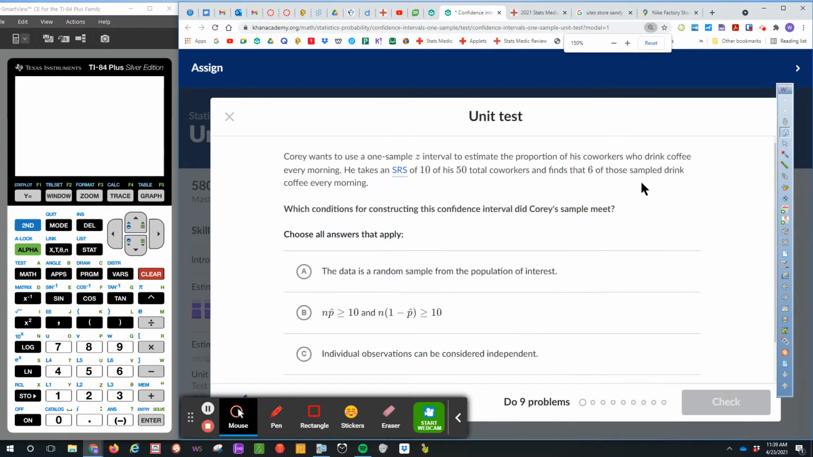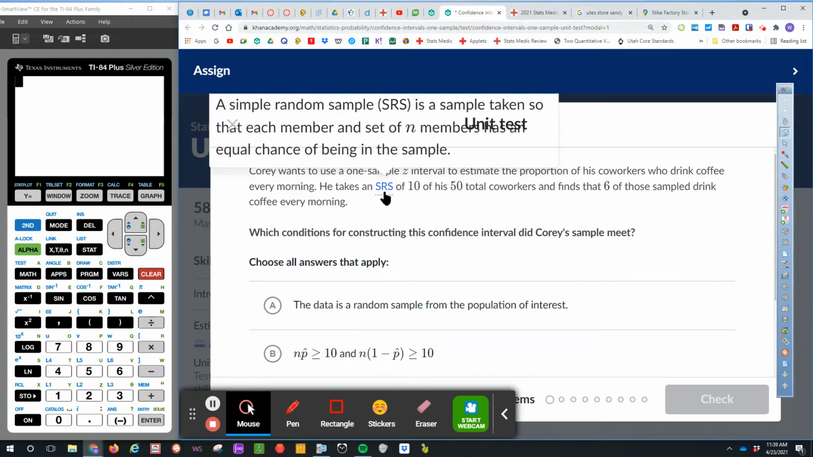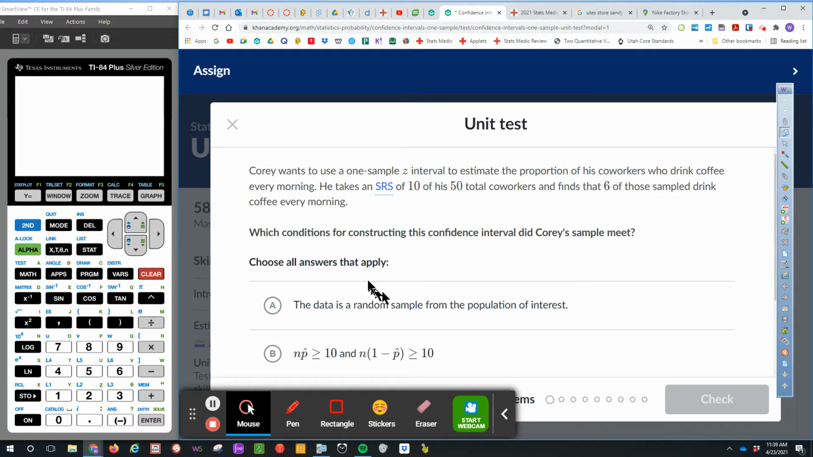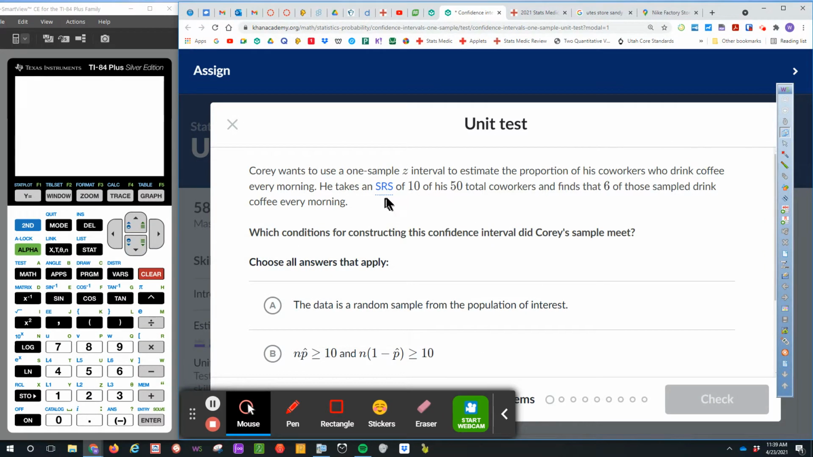Okay, so Corey, first question. Corey wants to use a one sample Z interval to estimate the proportion of his coworkers who drink coffee every morning. He takes an SRS, so this is to check the conditions, right? Which conditions for constructing this confidence interval did Corey's sample meet? So there are three. We know there are three. So see if it meets.